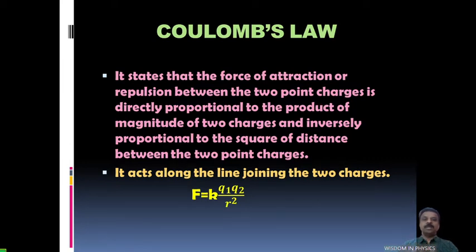Right? So the mathematical expression: force F is equal to constant K Q1 Q2 divided by R square. That is, F equals K into Q1 Q2 upon R square. If you remove the K, you can make the proportion: F is proportional to Q1 Q2 upon R square.